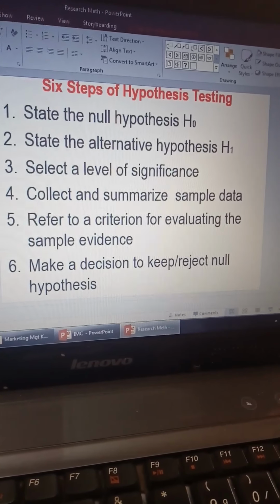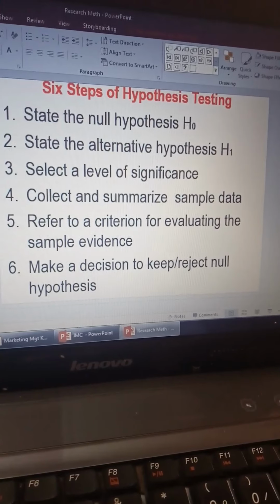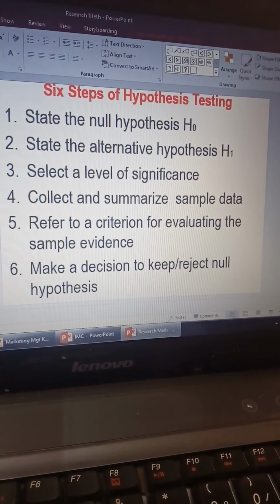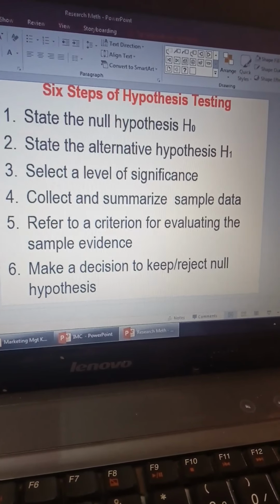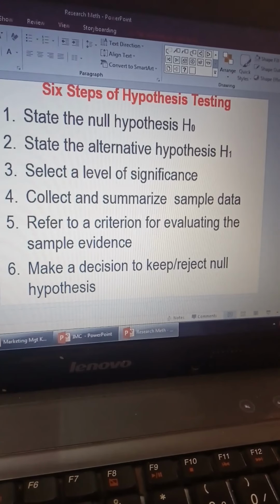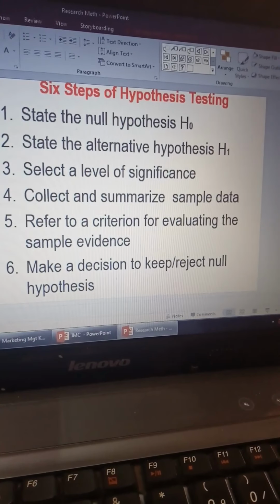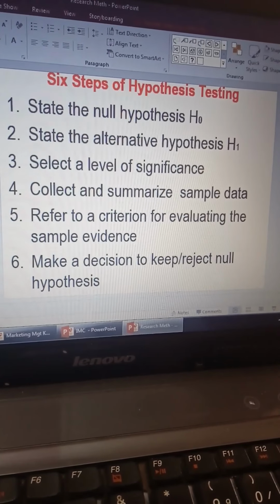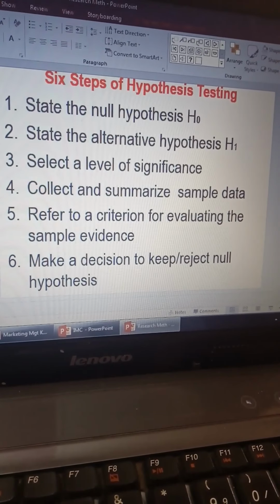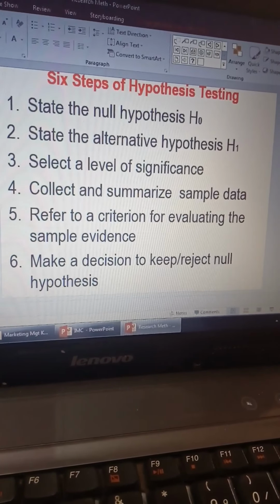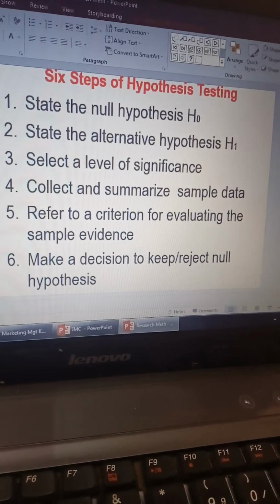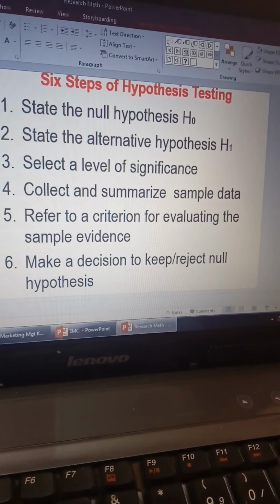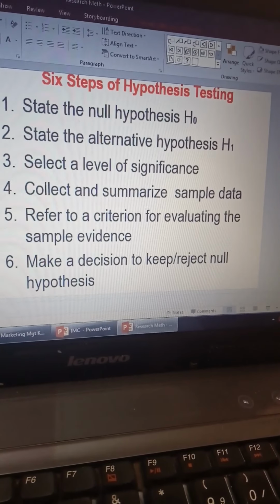The null hypothesis would say that there is no difference between what you have assumed and what you will find out. Whereas in the alternative hypothesis, you will state that what you are assuming will be different from what you will prove. So that means to say there will be 2 kinds of hypothesis. The third step is to select a level of significance. Normally the level of significance is at 5%, but in certain studies it can be 1% or it can be 10%. Depending upon the type of data which you have, you will select the level of significance.